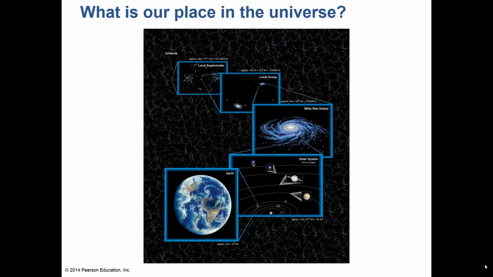So we start off with the Earth. We know the Earth is one of 8 planets in the solar system. The solar system is just one of 200 billion stars in the Milky Way galaxy. The Milky Way galaxy is just one of 24 galaxies in what we call the local group. And then we belong to a supercluster of galaxies that may be millions and billions of galaxies, each with 200 billion stars.